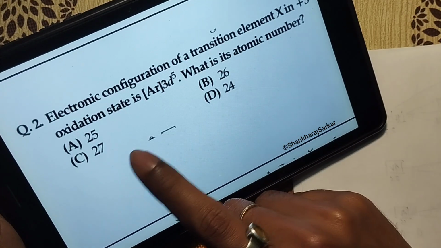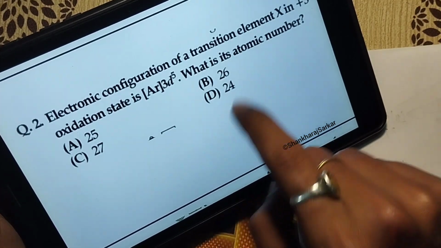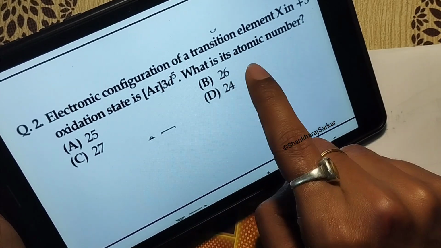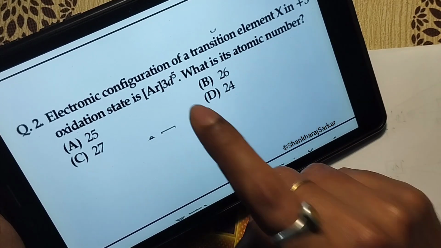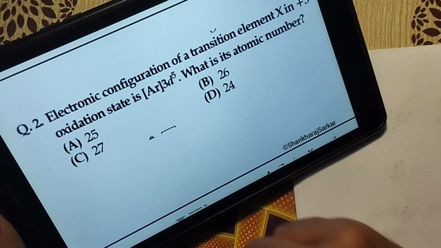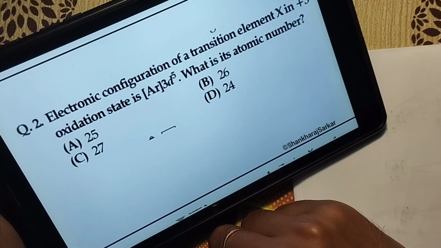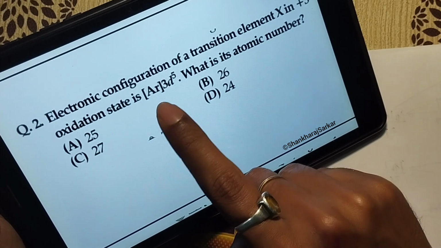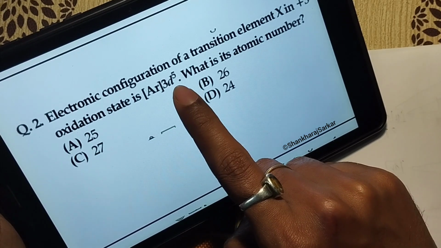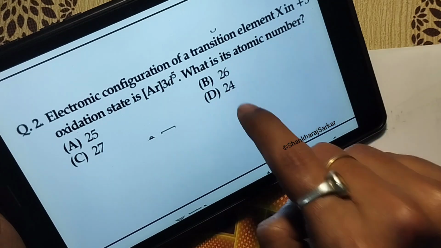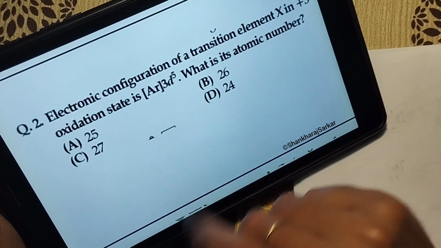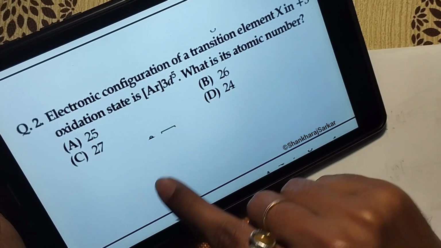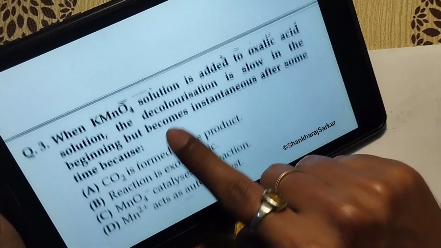So the second question is: the electronic configuration of transition element X in +3 oxidation state is this. What is the atomic number? So in this configuration we have to add 3 more electrons to get the atomic number. We know that argon is 18, so 18 plus 5 is 23, plus 3 you add, you'll get 26. 26 is the atomic number. That means they are discussing iron. So option B is the correct option.